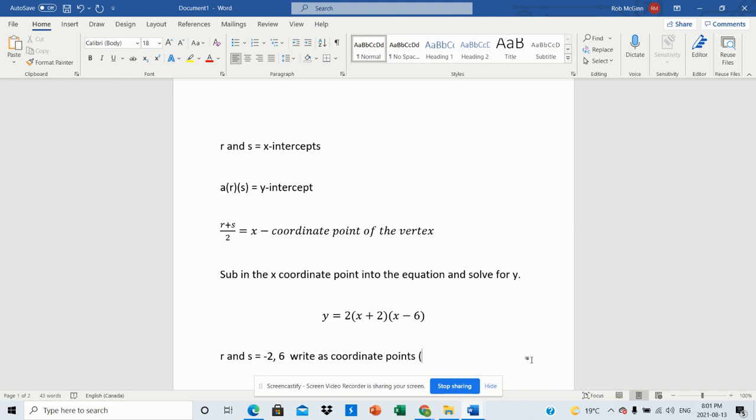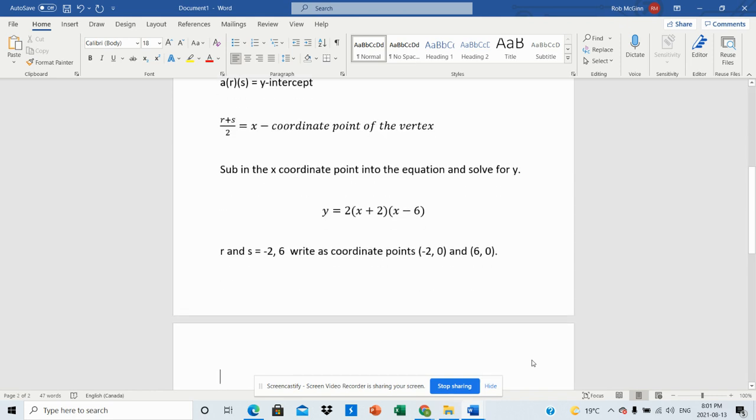Our x-intercepts occur where the parabola crosses the x-axis, and at that point, y is always 0. So just keep that in mind. So our two coordinate points here for our x-intercepts are (minus 2, 0) and (6, 0). So that's our x-intercepts.